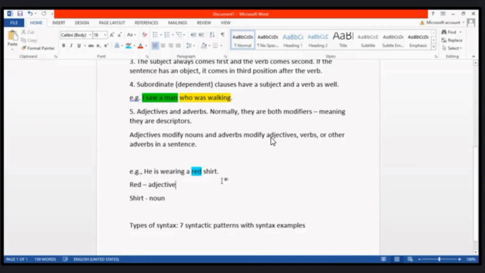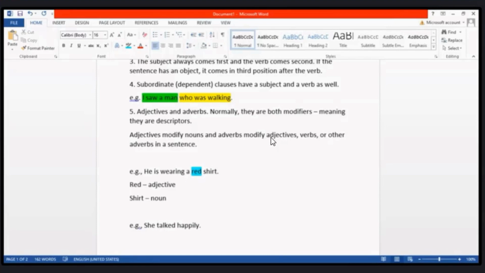So normally the adjective comes before the noun. Normally they come before the noun that they are describing. Whereas in the case of adverbs, they come after what they're describing. Example, let's say if I talked about, let's see, she talked happily.